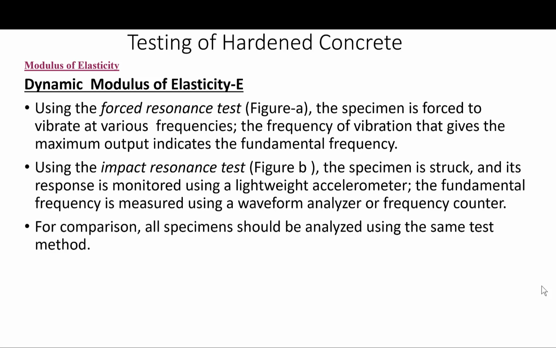For comparison, you have to keep in mind, all specimens should be analyzed using the same test method. We cannot mix and match. That's something you have to keep in mind, okay?